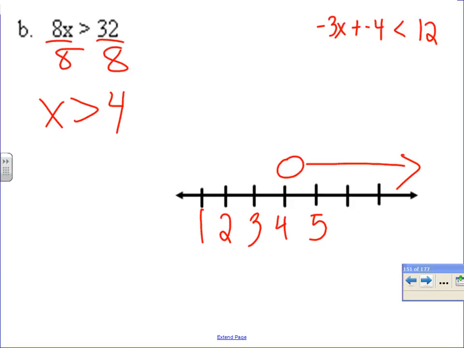Okay, so the first thing you would do is add 4 to both sides, right? So you'd have negative 3x less than 16. So now you would divide by negative 3. Since you're dividing by negative 3, yes, you need to flip the inequality sign. So that's a 2-step. We're getting to those. Okay, Doug?